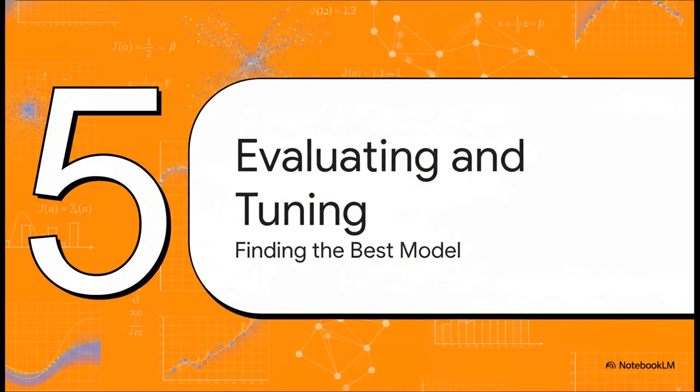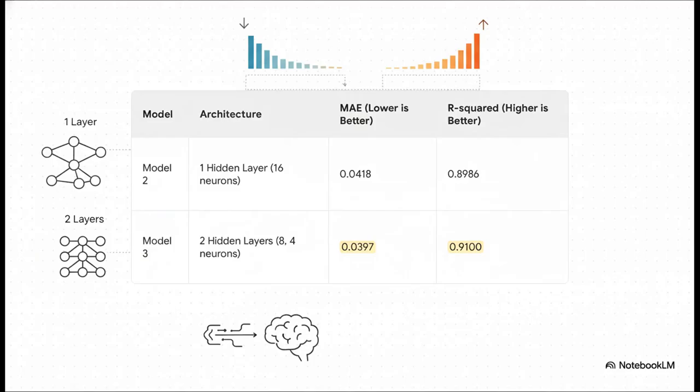Okay, so we've built a couple of different models. Are we done? No way, absolutely not. Now comes what I think is the most critical step for any engineer, evaluation. How do we know which model is actually the best one? We can't just guess. We need cold, hard numbers. We need metrics. So let's look at some real results.